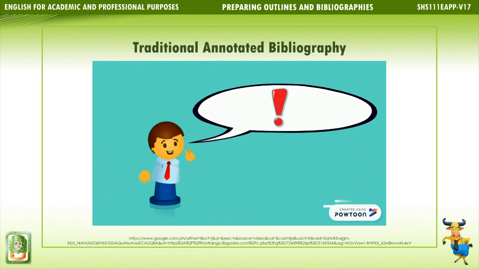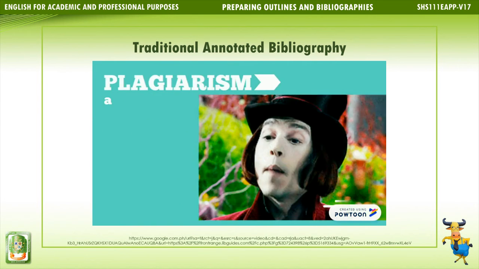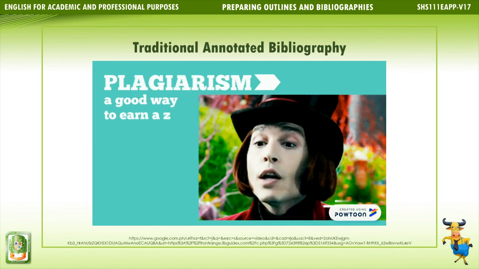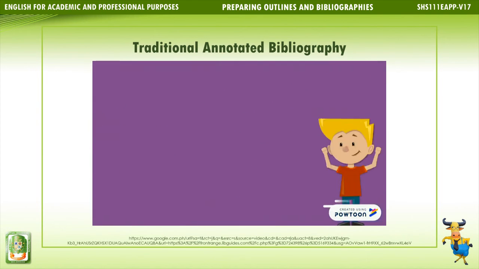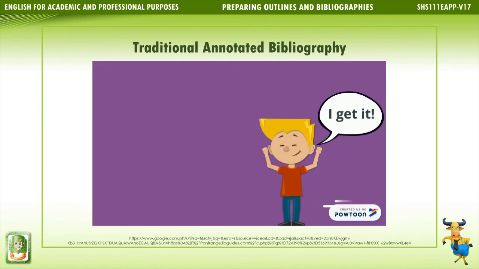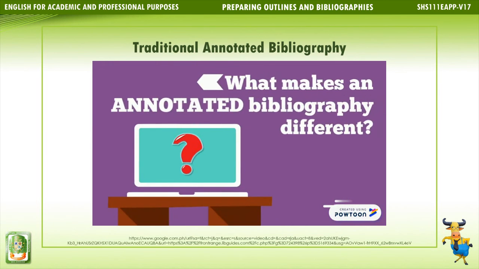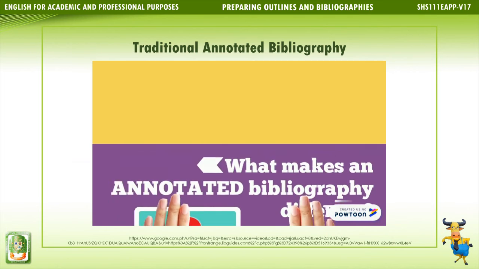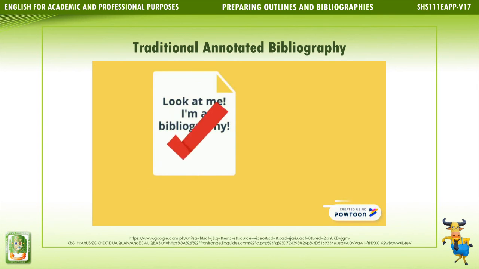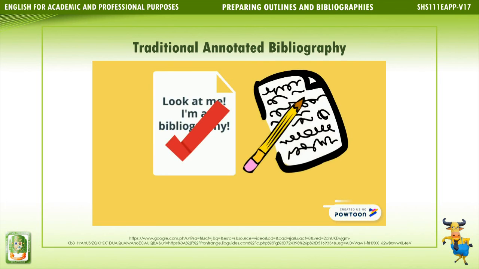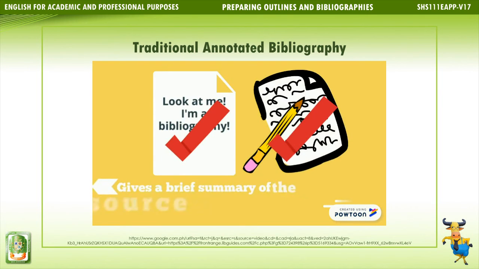Bibliographies are very important because using information from outside sources without citing them is called plagiarism, dear children, and is in fact frowned upon in most societies. Okay, so you get it. A bibliography is important for research. But what makes an annotated bibliography different? Well, it includes the bibliography part, of course, but it also includes an annotation for each source. The purpose of the annotation is to give a brief summary of the source and some commentary about the source.